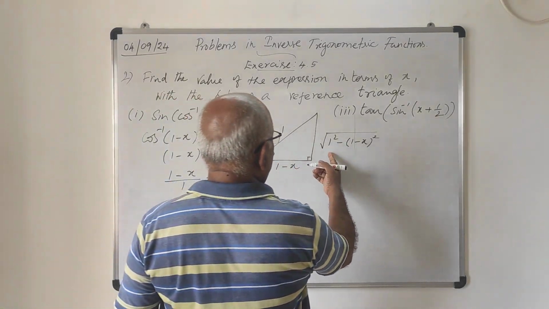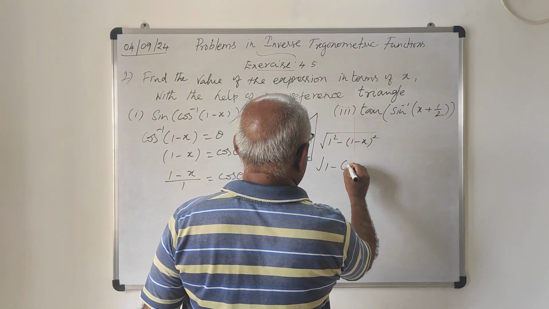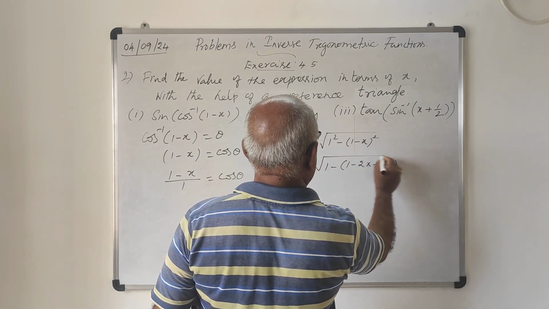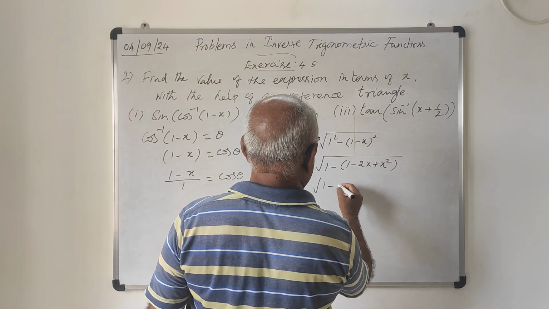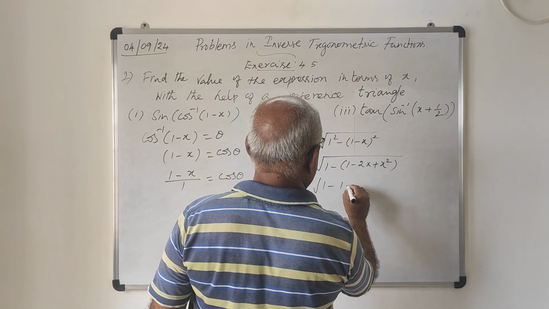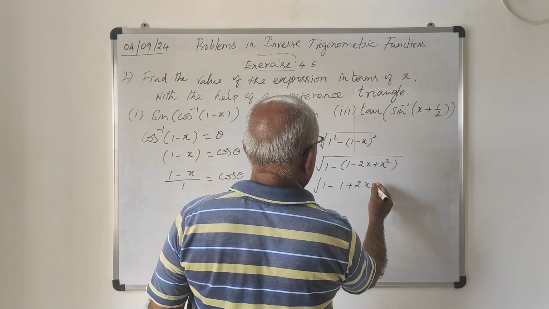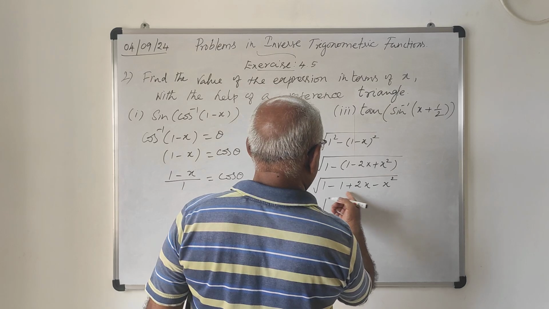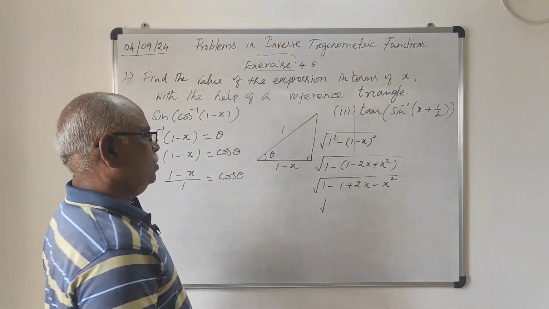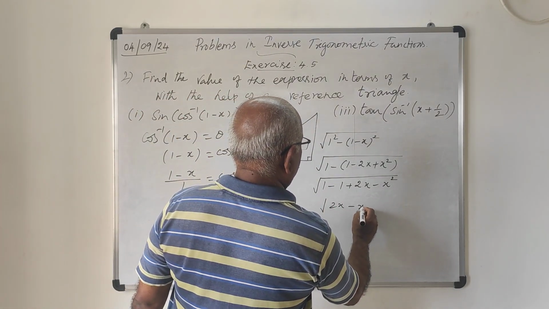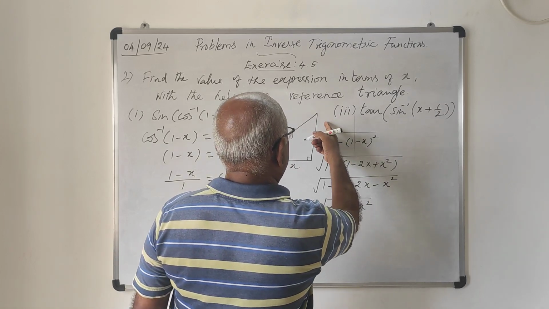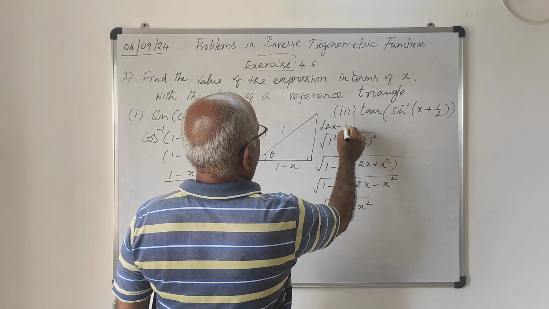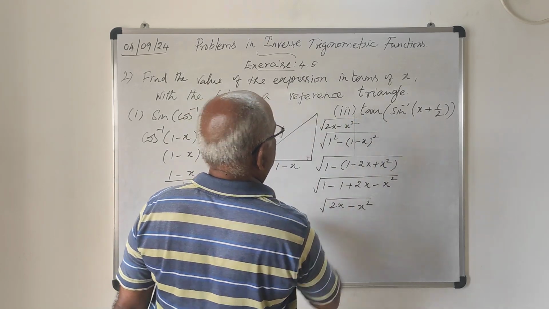So sin theta, you simplify this, you get 1 minus of 1 minus 2x plus x square. So this is equal to 1 minus 1 plus 2x minus x square. Again you get, the root of 1 cancels. 1 minus 1 is 0. You get 2x minus x square only. So this side is root of 2x minus x square. This is your opposite side.